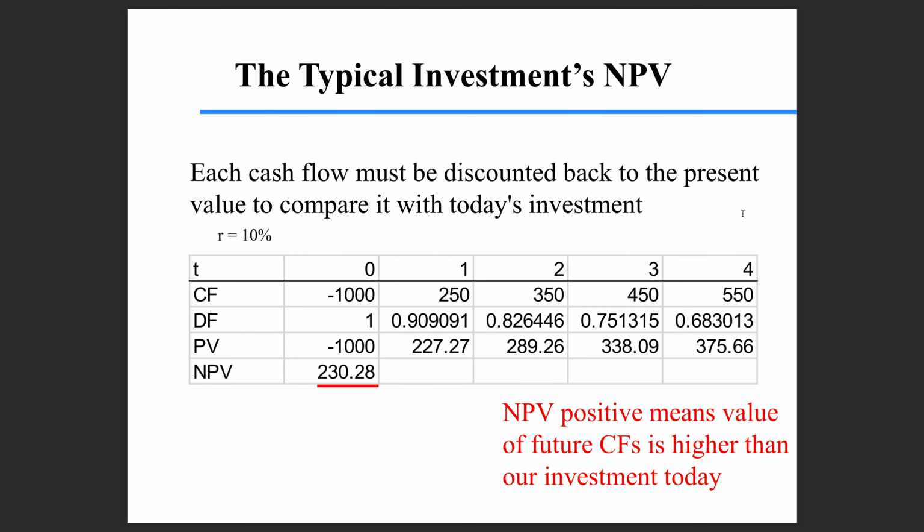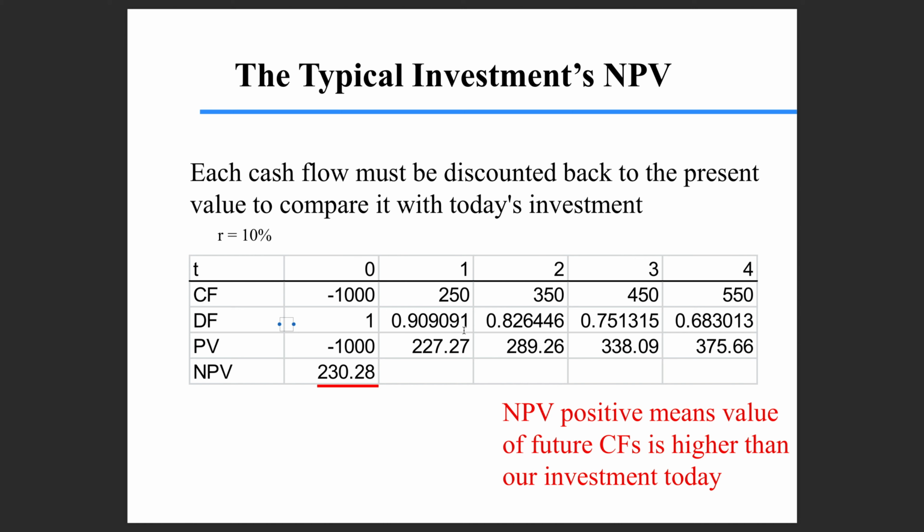The second row is dedicated to the cash flows. Notice I carefully distribute these cash flows according to the time when they are received. For example, for this project or this investment, I need to pay $1,000 today. And if I pay this $1,000, I'm expecting to receive $250 at time 1, $350 at time 2, $450 at time 3, and $550 at time 4. The discount rate on this particular investment is 10%, and this is given.